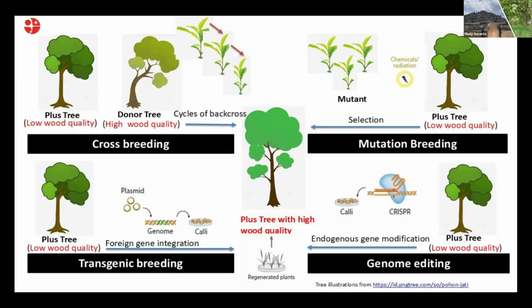Each crossing cycle will further increase the proportion of genes from the desired parental line in the offspring. The backcrossing process to achieve the desired trait takes a considerable time, for a long time, so making it unsuitable for teak. Well, because we need 100 years, maybe.